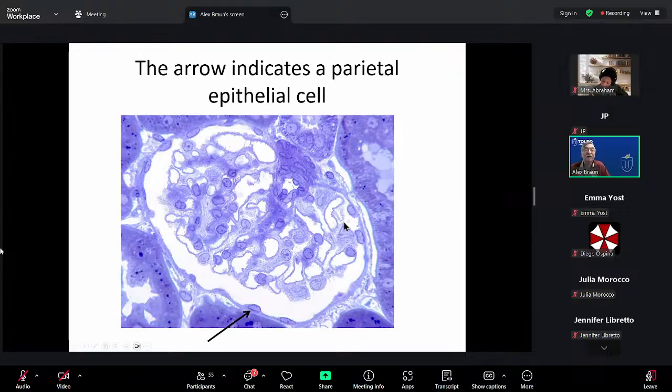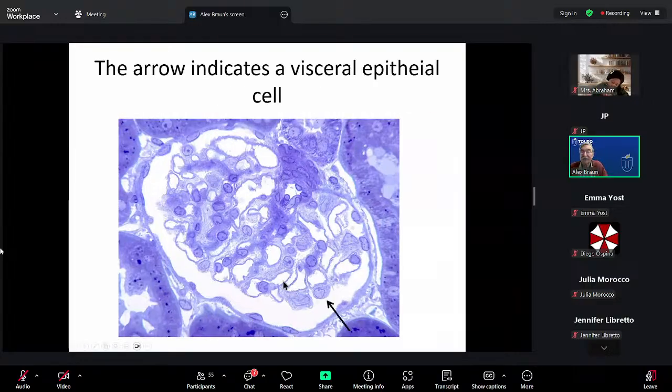The podocytes, the visceral epithelial cells, are found on the outside of the capillary loops. There's a podocyte right there, and there's a podocyte right there. You see? That's on the inside of Bowman's capsule, on the outside of the capillary loop.